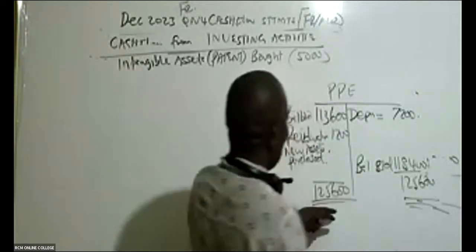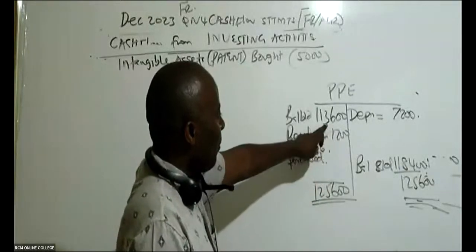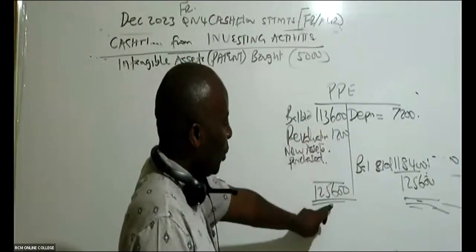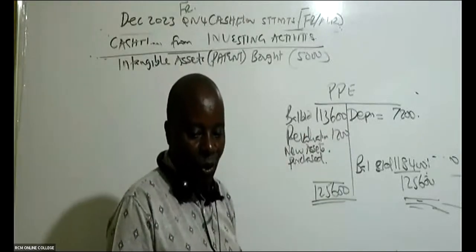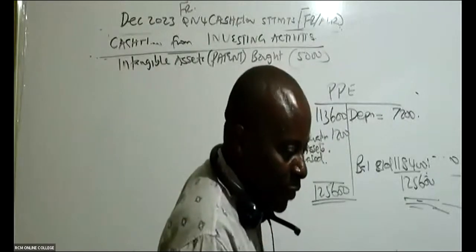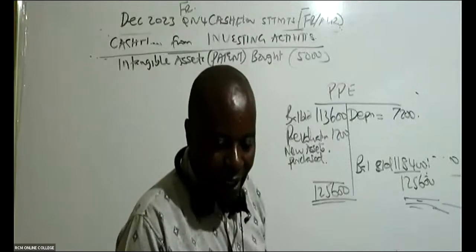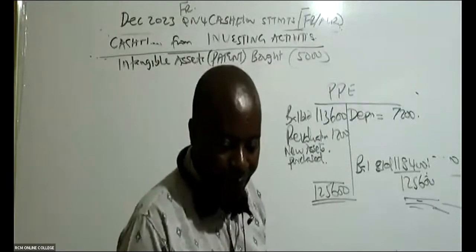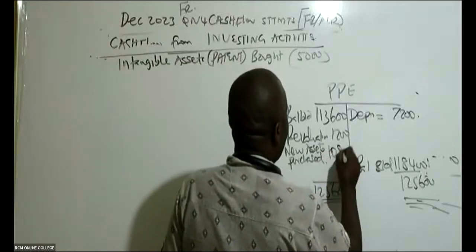So are you able to give me the balancing figure here? It will be 125,600 minus 1,200 minus 113,600. What are you able to get? I'm being given a figure of 4,800. Is it 4,800 or 10,800? Who's telling me the truth? 10,800. So I'm being told it is 10,800.